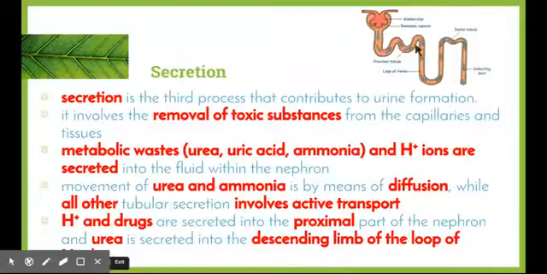Movement of urea and ammonia is by means of diffusion, while all other tubular secretions involve active transport. Hydrogen ions and drugs are secreted into the proximal part, the part closest to the Bowman's capsule of the nephron, and urea is secreted into the descending limb of the loop of Henle. That's our downward section of the loop of Henle.